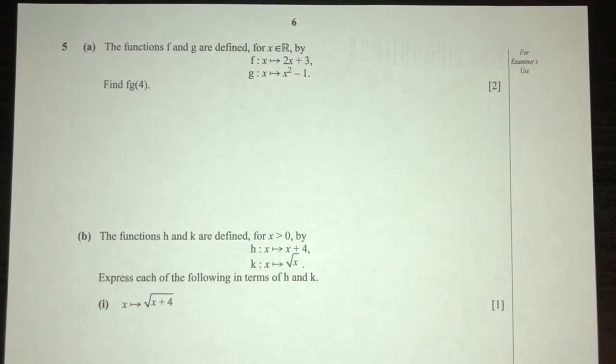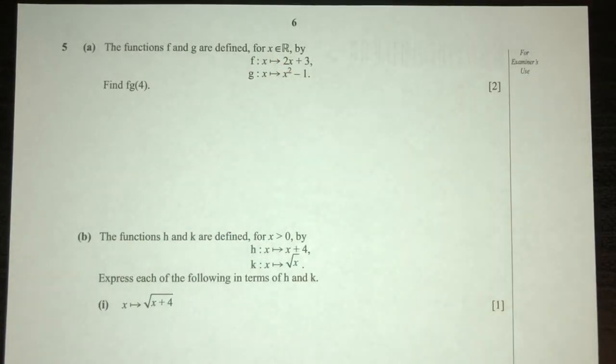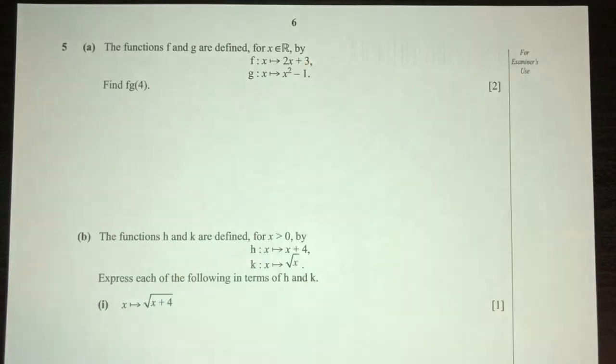And that is your question number 4. So let's move on to question number 5. The functions f and g are defined for x being any real value. So whenever you see x, it means the domain is defined for any real values, by f of x and g of x equal to those two functions.